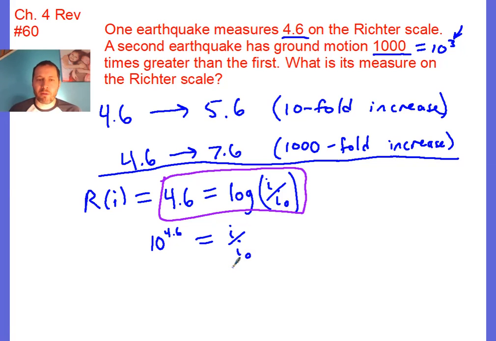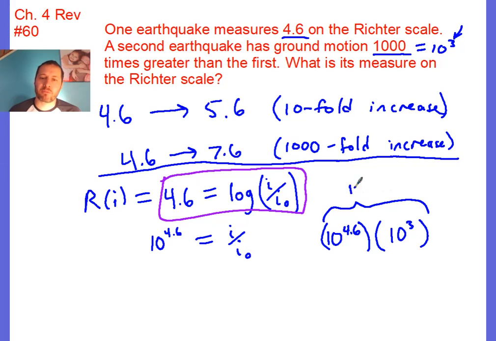And what I want to know is, 10 to what power is going to be 1,000 times stronger than that? So this right here is like the comparative intensity. This value is how many times stronger than the 0 earthquake a 4.6 is. Well, if I want it to be 1,000 times stronger than that, I'm going to take that 10 to the 4.6, however many, 40, 50,000 times stronger than a 0 earthquake, whatever that is, and I'm going to multiply it by 1,000, by 10 to the third. This is how you make it 1,000 times stronger.